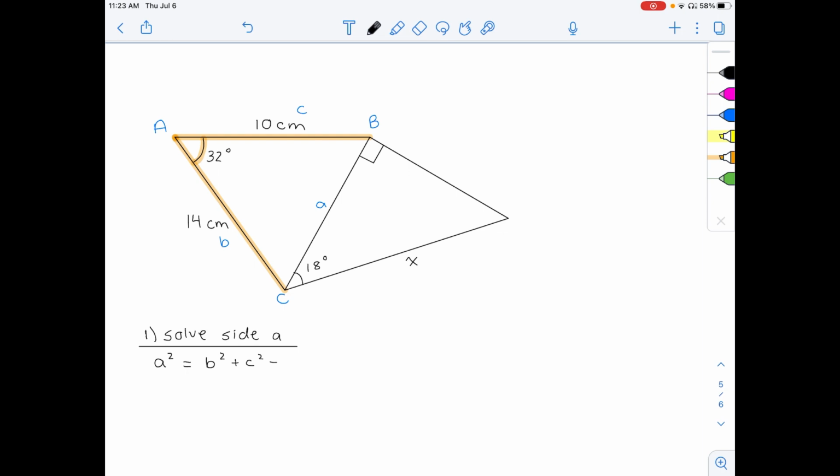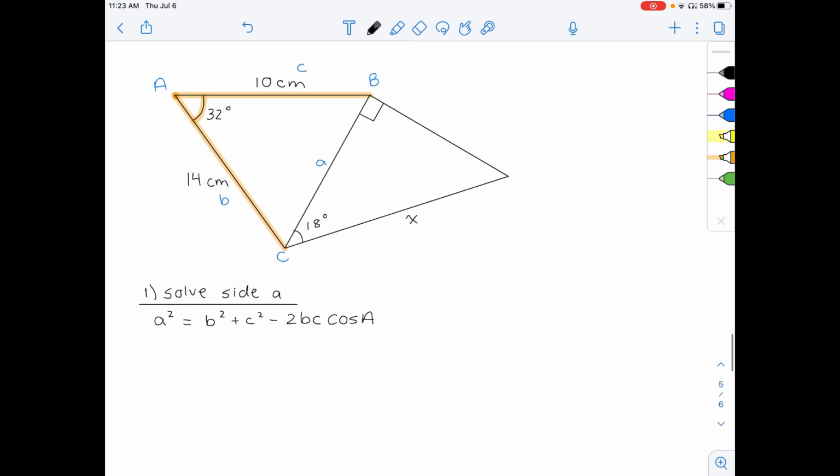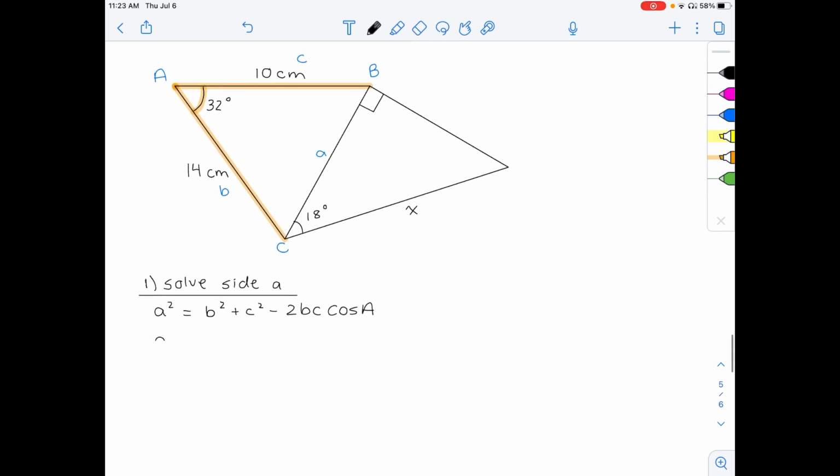I'm just writing the blank formula here so that you can see it again. And now I'm filling in everything that I know. So I'll have a squared equals 14 squared plus 10 squared, subtract 2 times 14 times 10 times the cosine of 32 degrees.